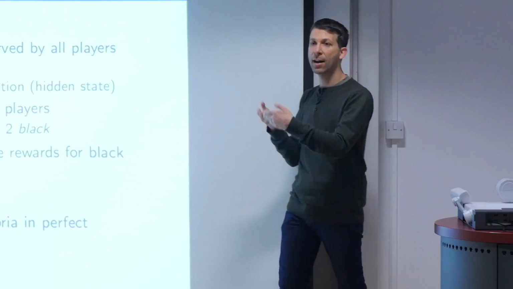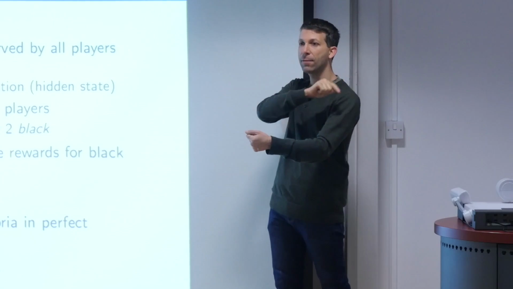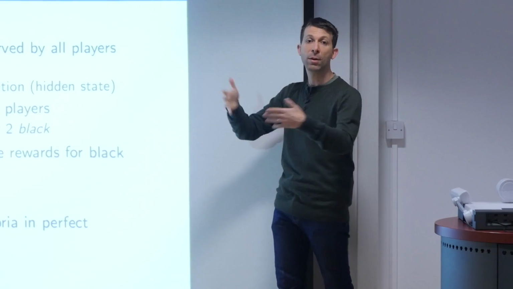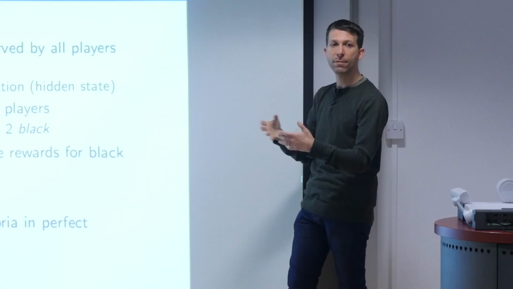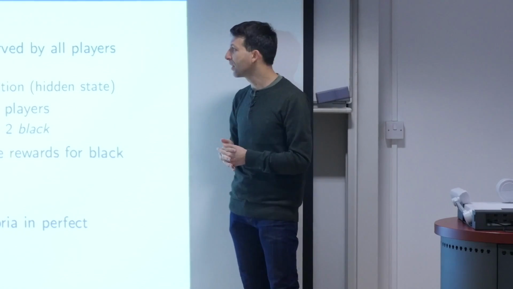Just as we saw in reinforcement learning, by building a state representation that takes account of the history of observations, you can deal with partial observability. And the same kind of thing helps us to deal with imperfect information games. We just need to do things in the right way.